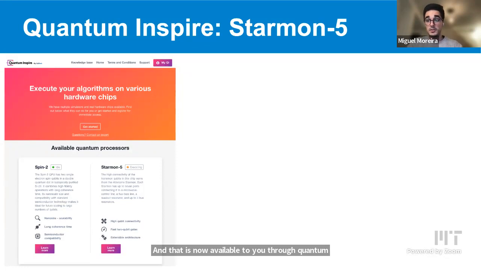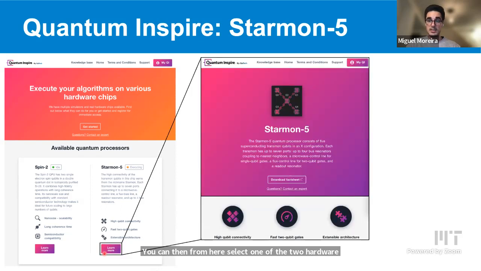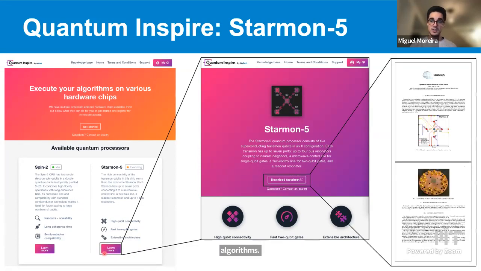Now, let me start by saying that most of what I will talk about today regarding Starmon 5, and a lot more that I won't be able to cover, is available online. Indeed, from the Quantum Inspire homepage, you can easily find your way to the hardware backends landing page, which I'm showing here to the left. You can then select one of the two hardware backend types, Spin 2 or Starmon 5. And this will take you to a web page with most information about the system that is required to run algorithms. However, for more interested readers and users, you can also download a fact sheet, and this will contain really all technical information about the device, the system, and how one can program and use it.